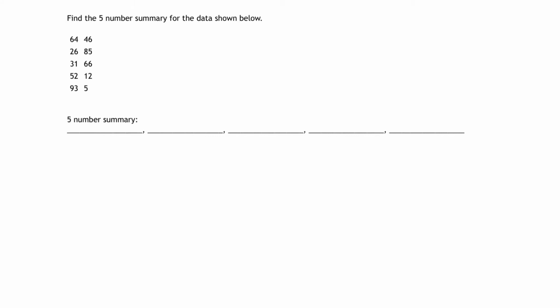Find the 5-number summary for the data shown below. So here we have a list of 10 numbers. And we want to use our 5-number summary to describe this data.